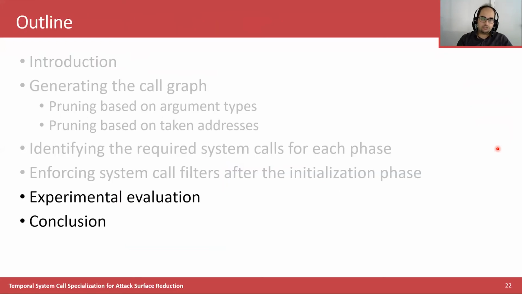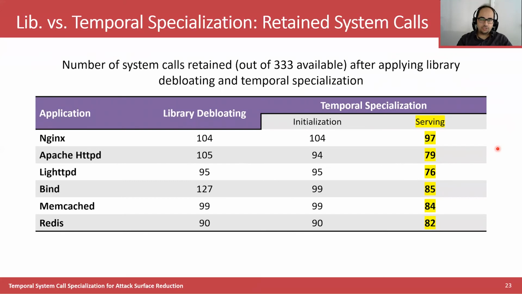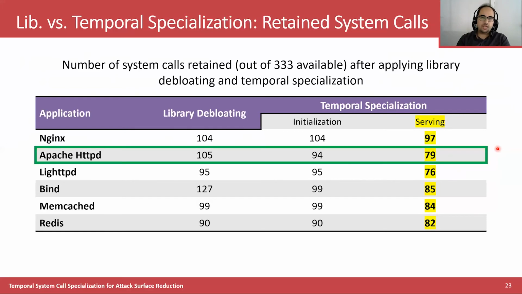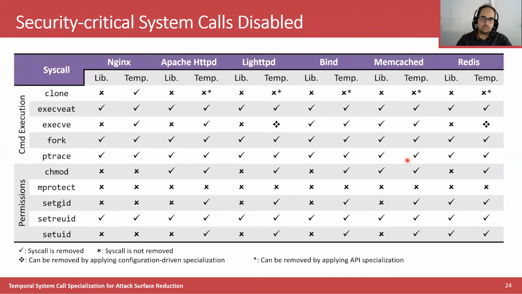For our evaluation, we've considered 6 server applications. In this table, you can see the number of retained system calls and compare it between library debloating and temporal specialization. To give an example, let's focus on Apache. With library debloating, 105 system calls are required, while when we move to the serving phase of the temporal specialization, only 79 are required. So for the 26 which are removed, let's look at how critical these system calls are. We'll do that in the next table.